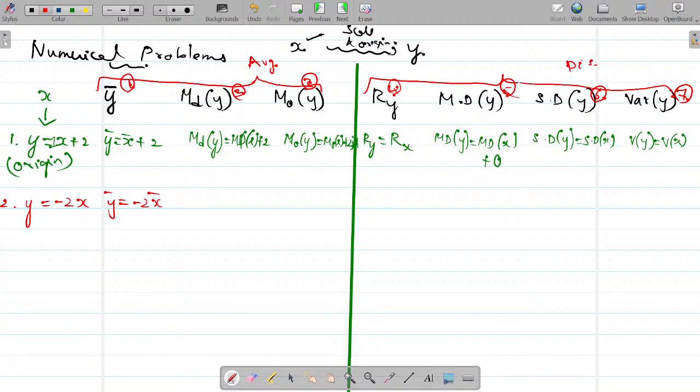Median of y is equal to minus 2 into median of x. Mode of y is equal to minus 2 into mode of x. Is it okay? Till here is fine, right? Shall I continue? Range of y will be, yes, please join.